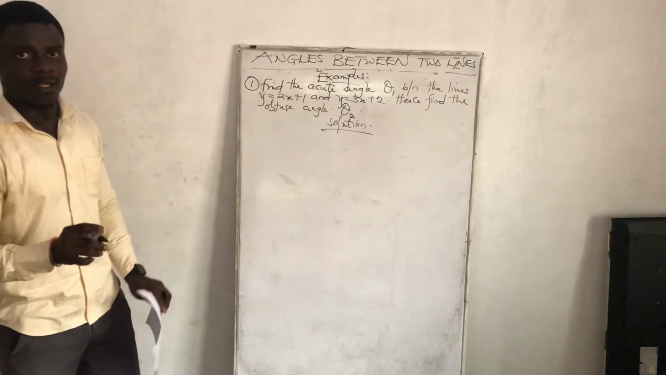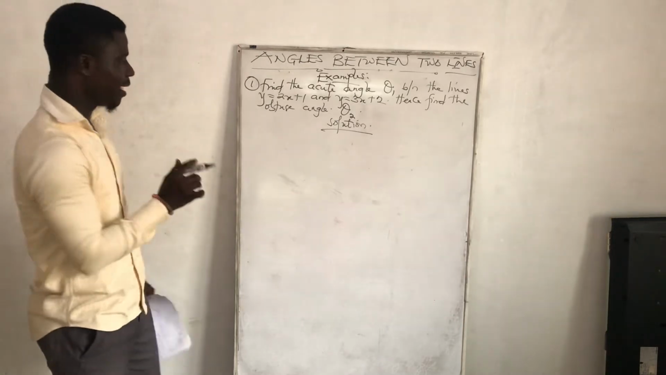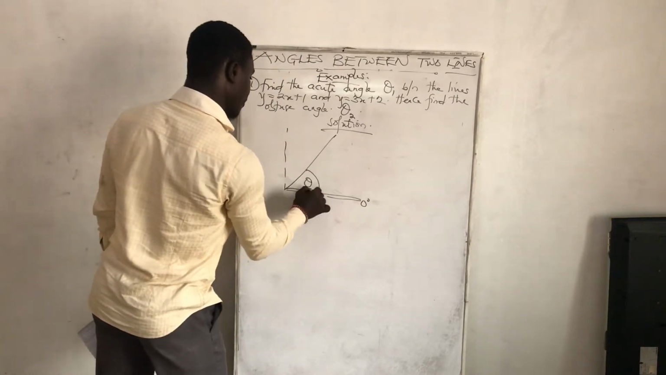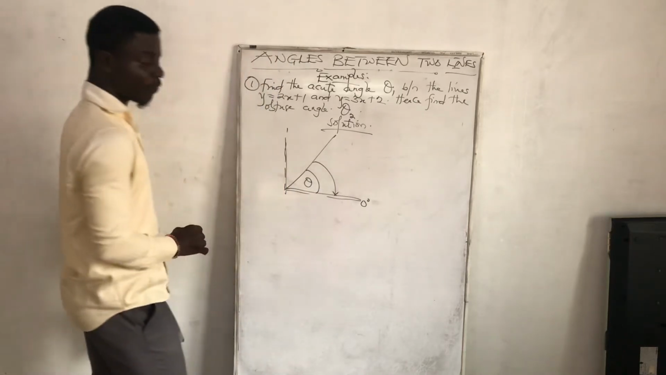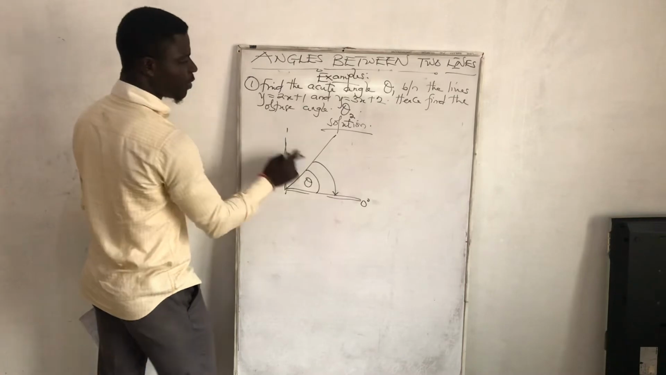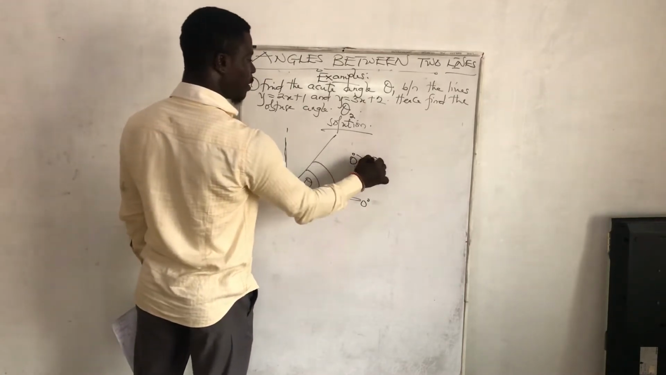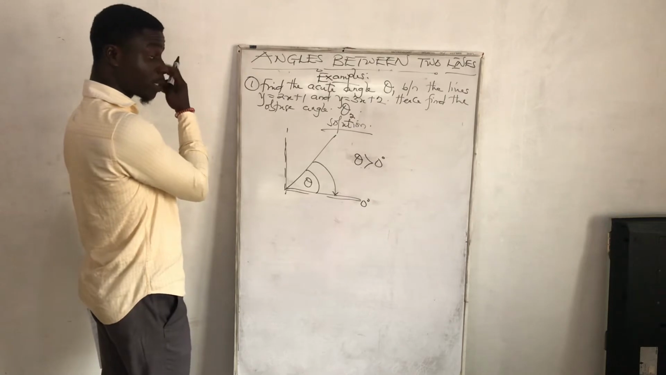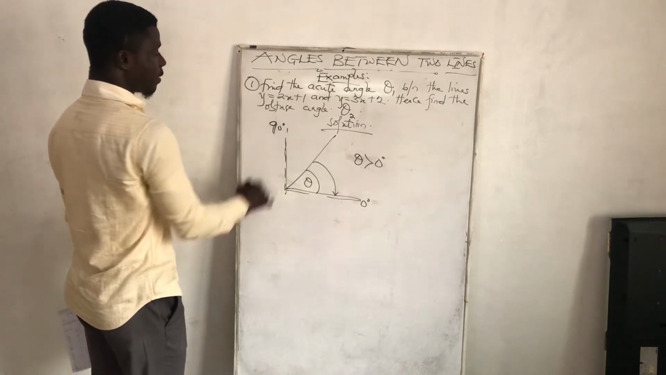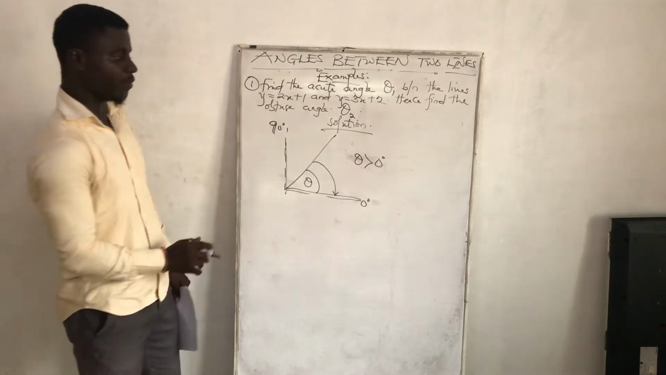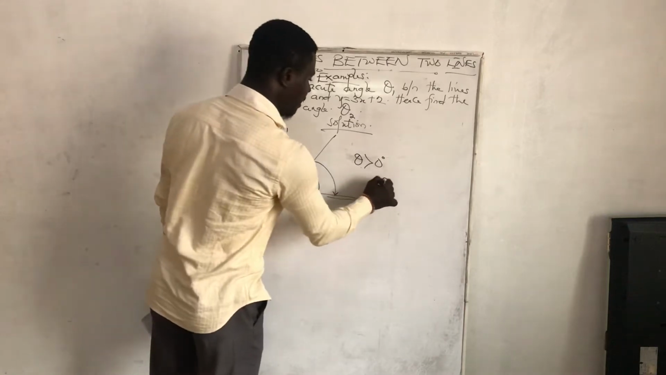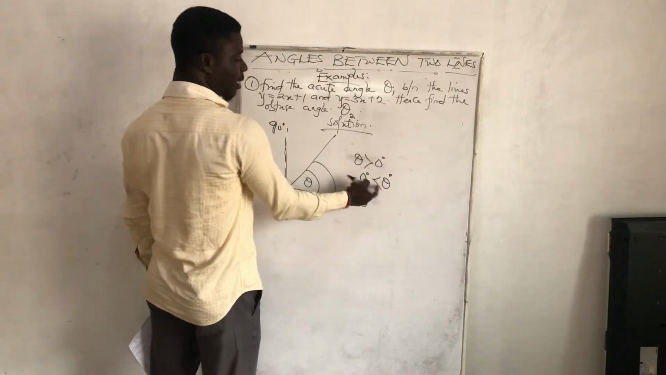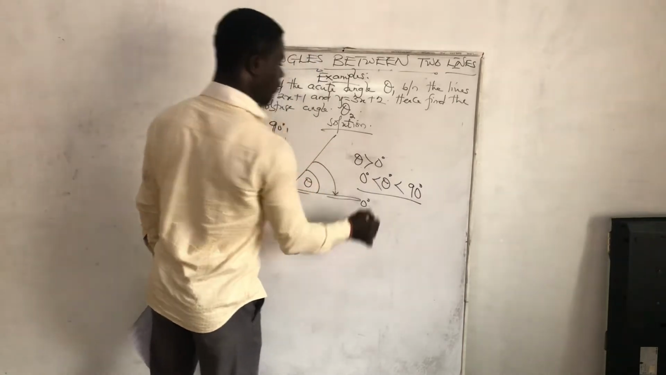We know that acute angles are angles, watch here. This is the acute angle we are talking of. So there are angles whose measure is greater than 0 degrees but less than 90 degrees. So theta is greater than 0 degrees, which means 0 degrees is less than theta, which is less than 90 degrees. So that's what we mean here.